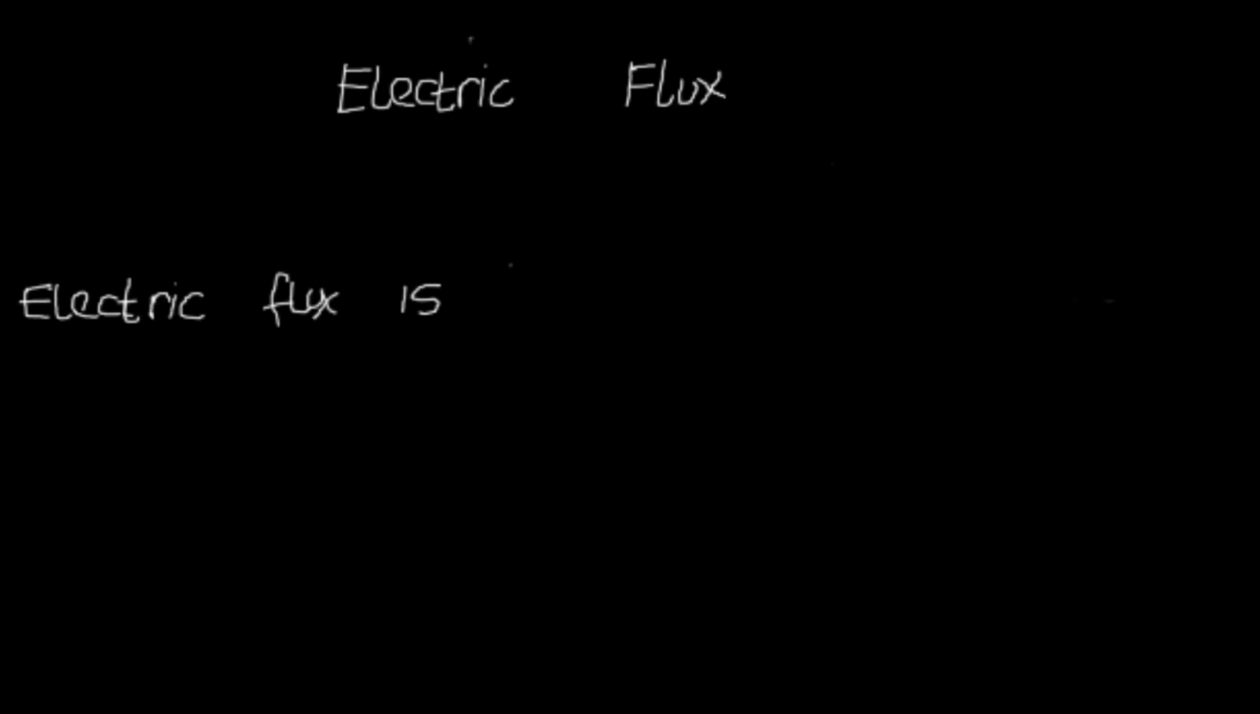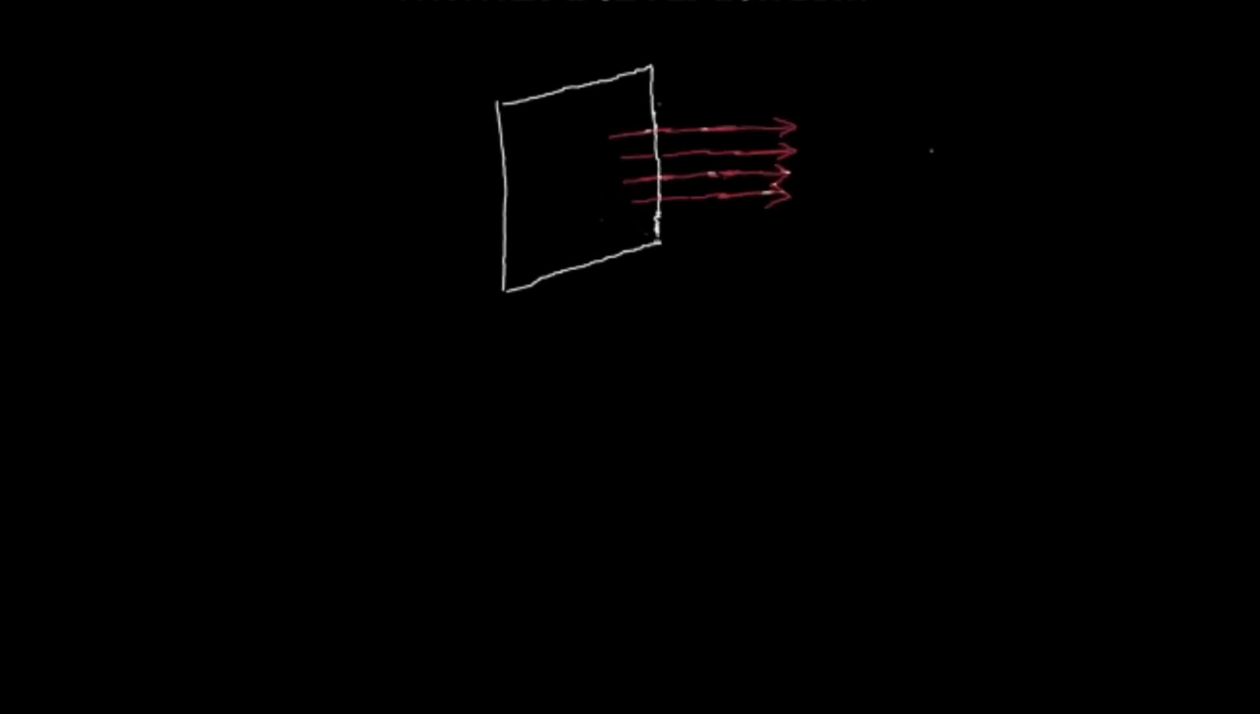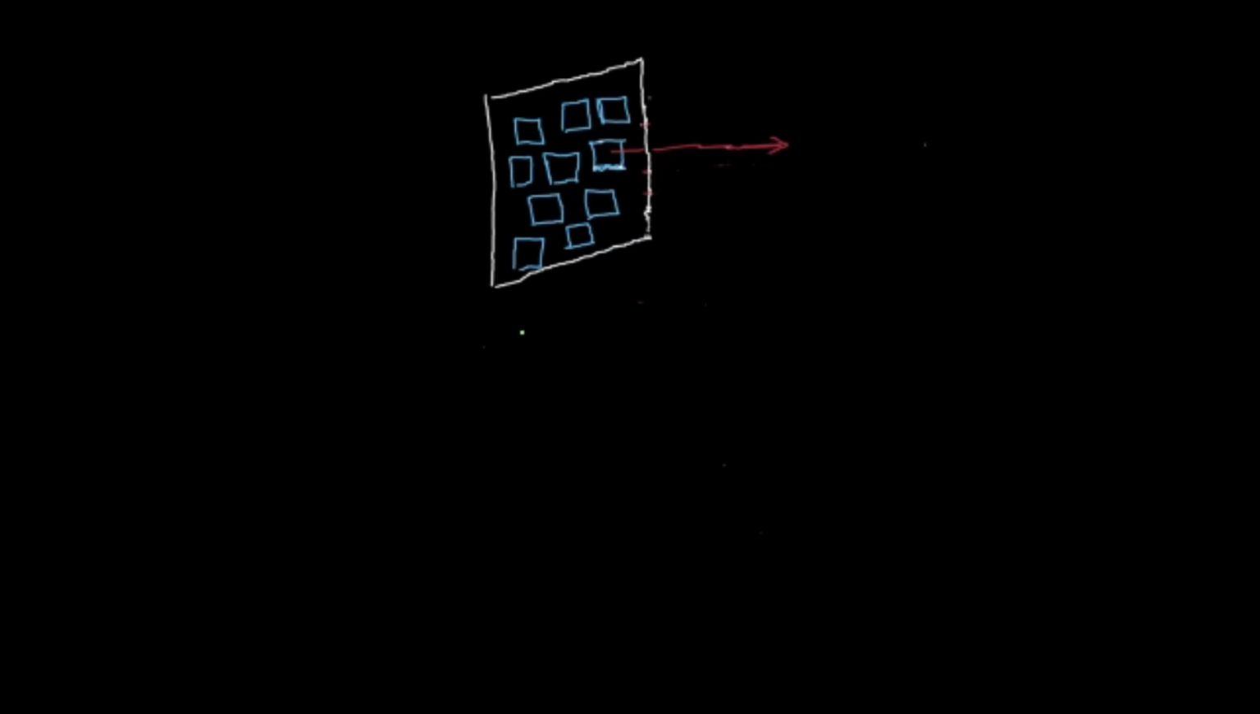Electric flux is how much electric field is flowing through a given area. So if we have a flat rectangular surface which is in a constant electric field and you want to find the amount of electric field flowing through the area of the rectangular surface, in other words, you want to find the electric flux, you take the electric field through a very small portion and multiply it by the total number of small portions we have in the rectangle, which is the area.